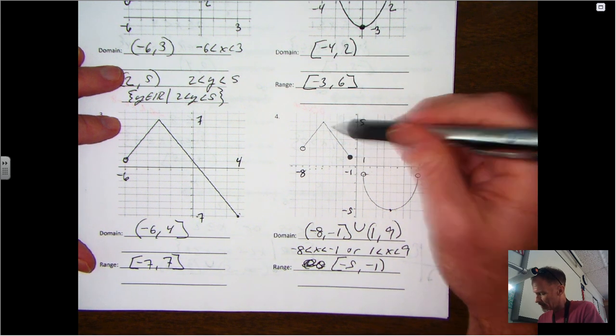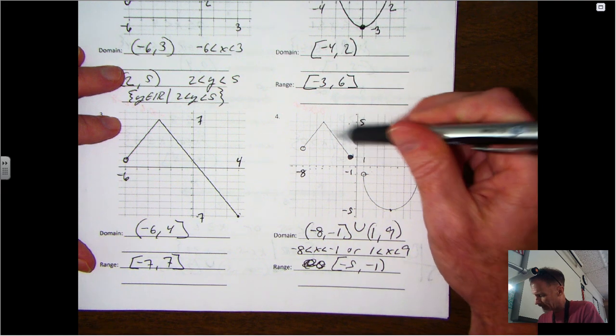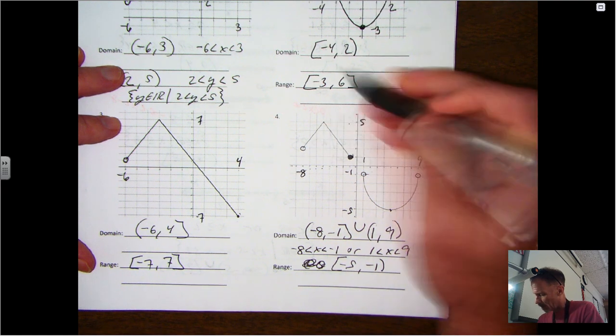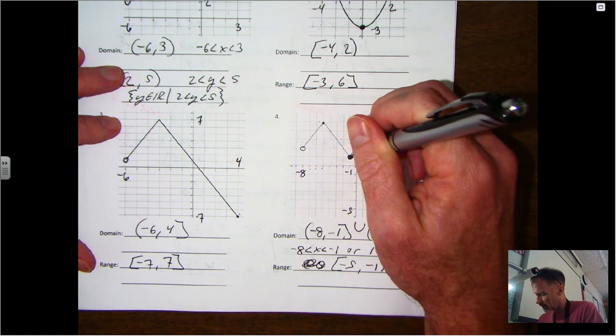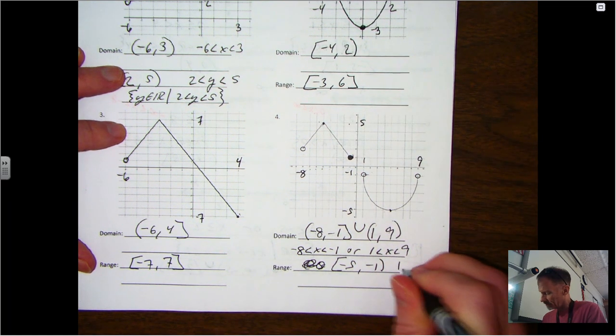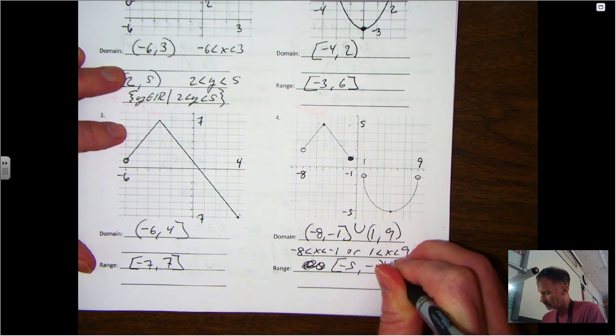And then my second piece, now it starts here at +1 and goes all the way to 5. And again, I know there's an open here, but all I care about are the boundaries and make sure there's nothing weird going on between there. So it goes from 1 to 5, and both of those will get a bracket, and you put a U in between them.